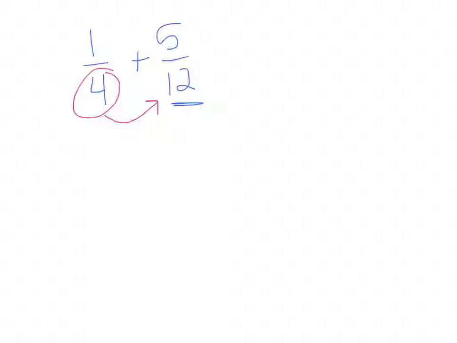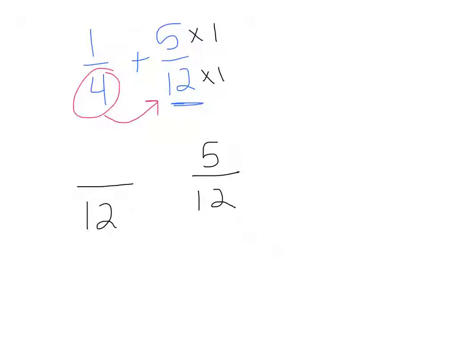So what I'm going to do is I know that 12 goes into 12 1 time, and 4 goes into 12 3 times. So I am going to create equivalent fractions. I multiplied 12 times 1, and I'm multiplying 5 times 1. So I know that I can carry my second fraction straight down. And then I'm going to look at my first fraction. I know that 4 times 3 equals 12. And I know that 1 times 3 equals 3.